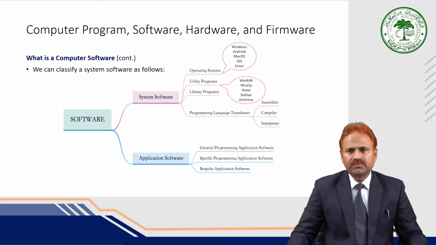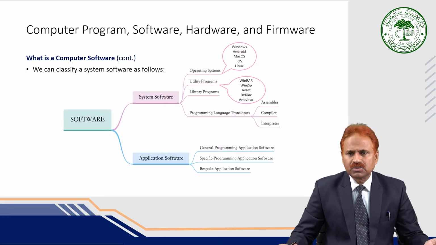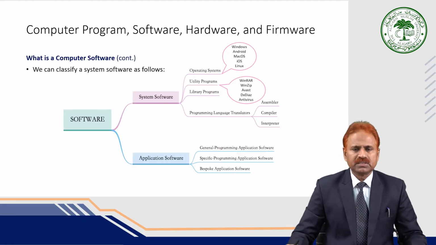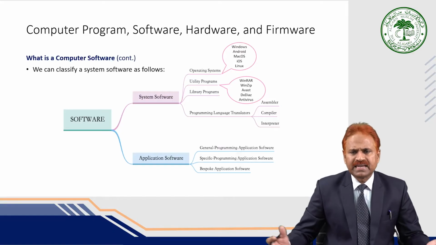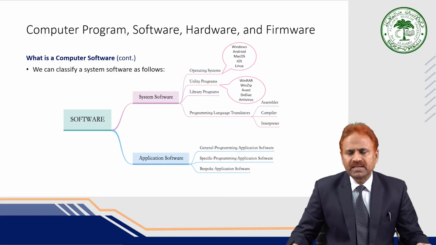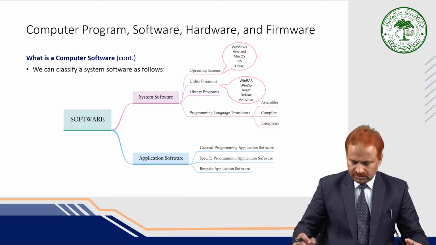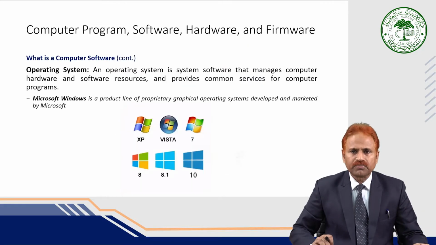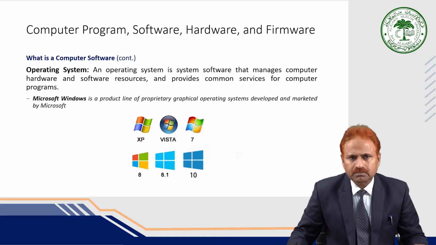While we do have certain library programs and programming language translators, assembler, compiler, interpreter, they are some of the examples of programming language translators. Similarly, under the application software, various kinds of application softwares are there. General programming application softwares, specific programming application softwares, bespoke application softwares, and in the previous slide we have already seen various examples of application software.